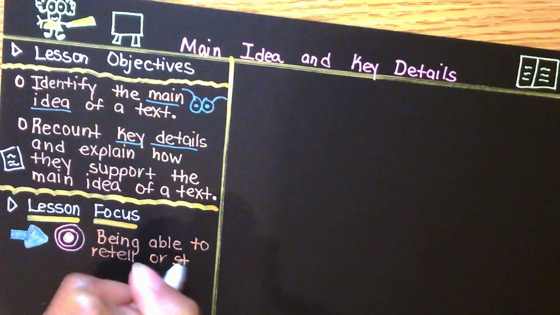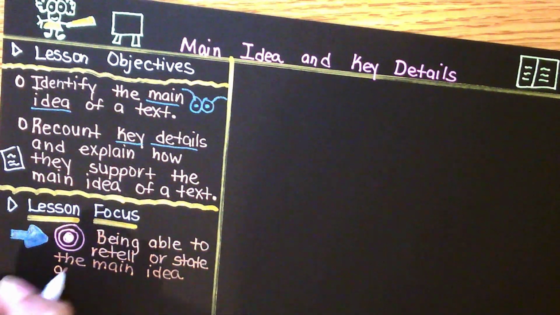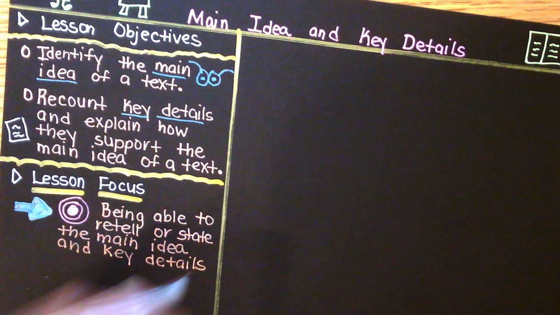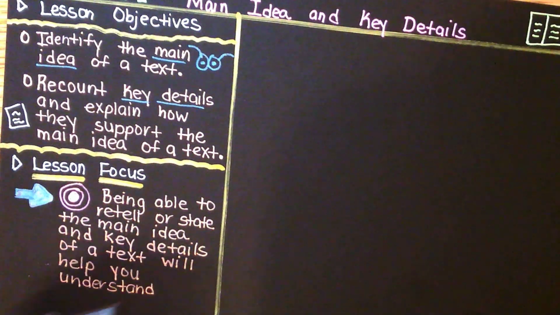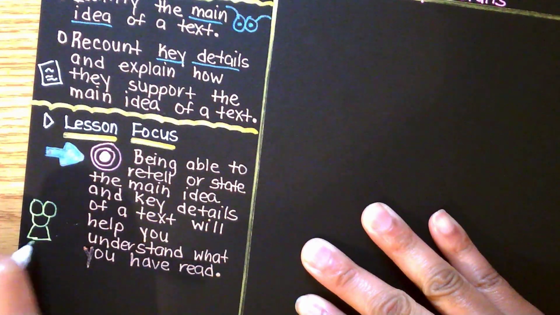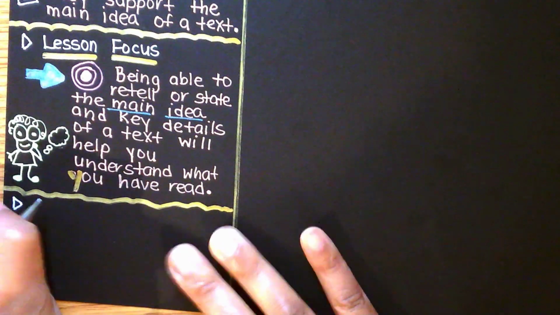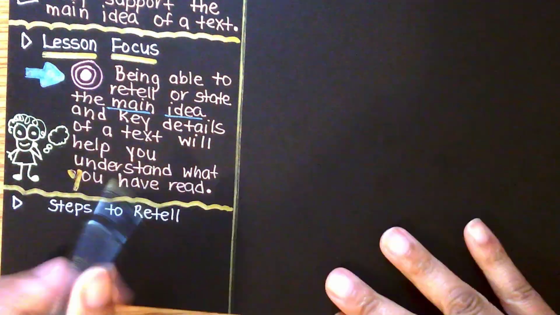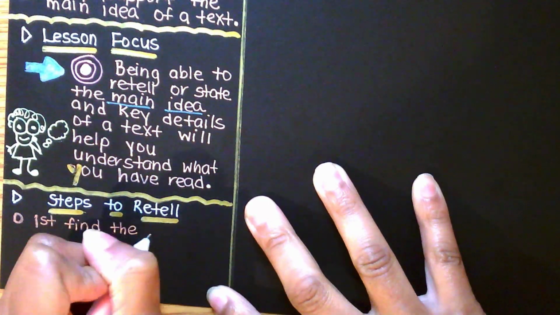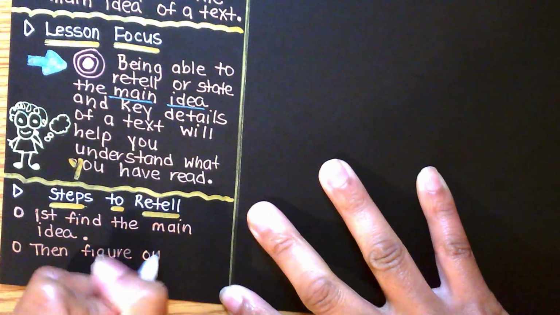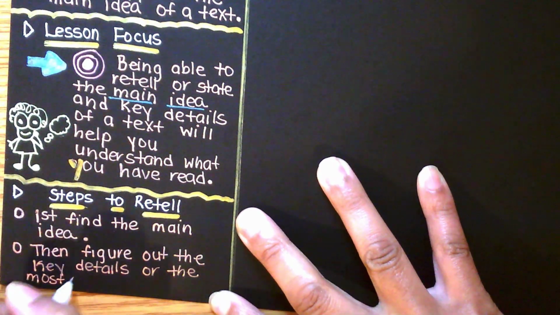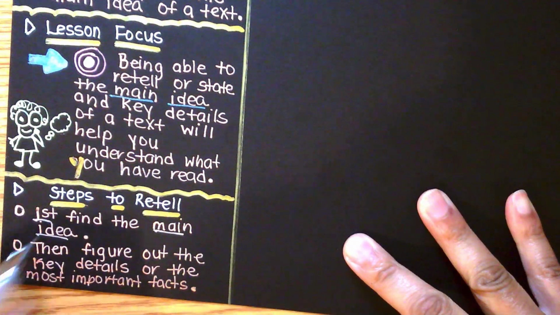Being able to retell or state the main idea and key details of a text will help you understand what you have read. Steps to retell. First, find the main idea. Then, figure out the key details or the most important facts.